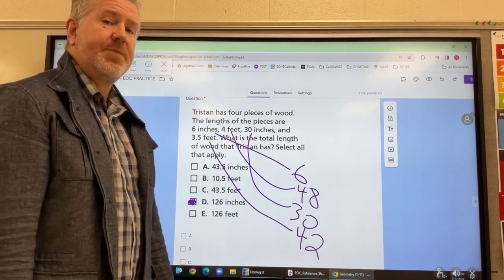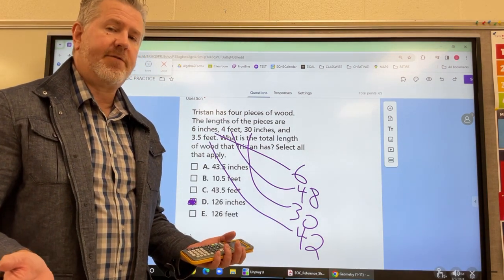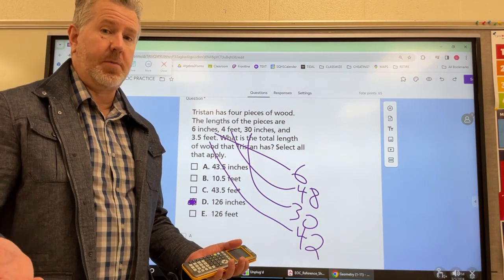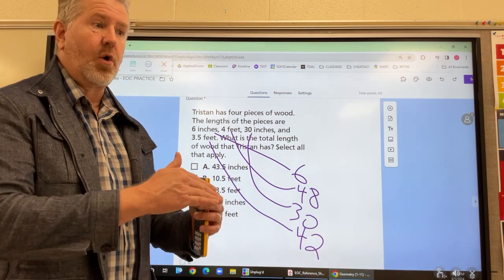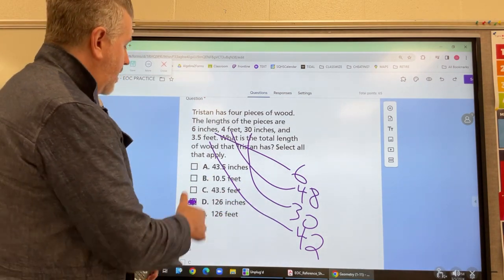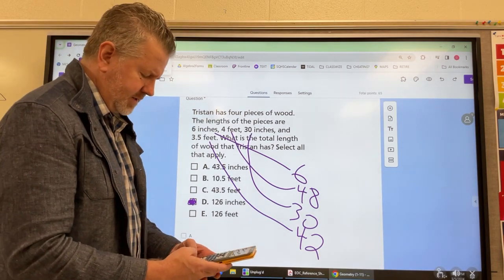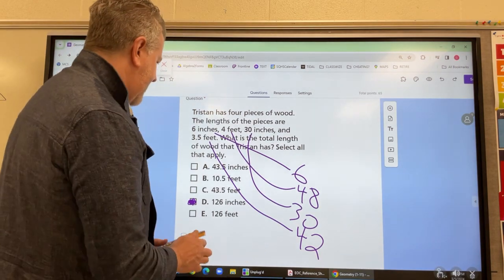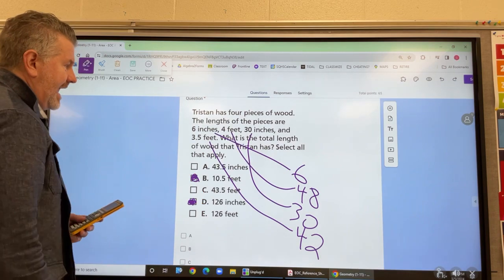And then to get feet, this time we're not dealing with square feet. It's not 144 or, God forbid, cubic feet. We're dealing with linear feet, or lines of feet. So we're just going to divide it by 12. Divide by 12, and that would be 10.5 feet. There we go. It's B and D.